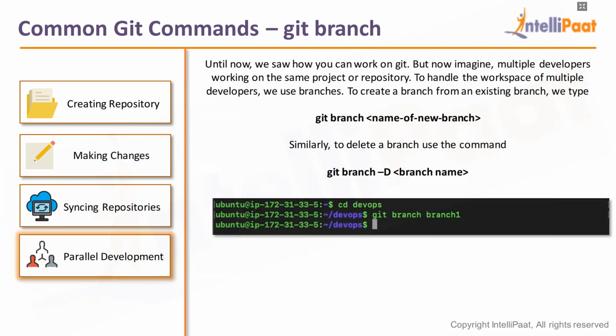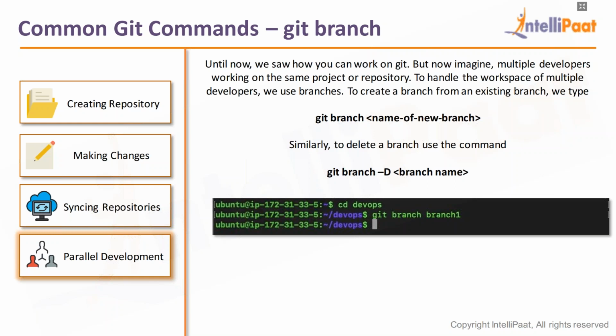Yeah, so finally we are on git branch. What do we mean by this git branch? I keep saying branch, master branch, again and again. Until now we saw how we can work on Git, but now imagine multiple developers working on the same project or repository. How to handle the workspace of multiple developers? We use branches. To create a branch from an existing branch, we type git branch and then the name of the new branch.